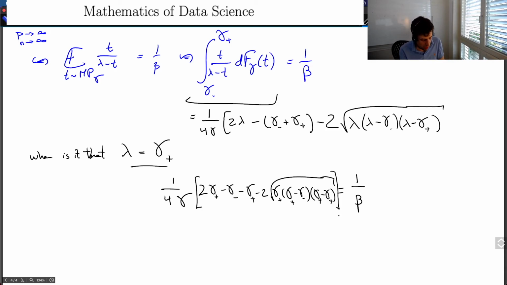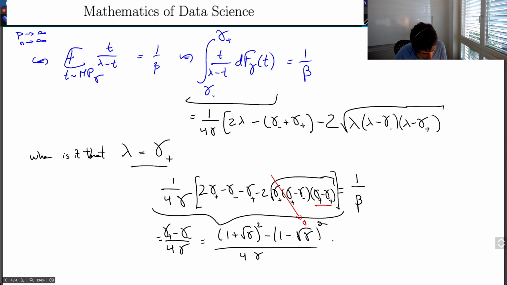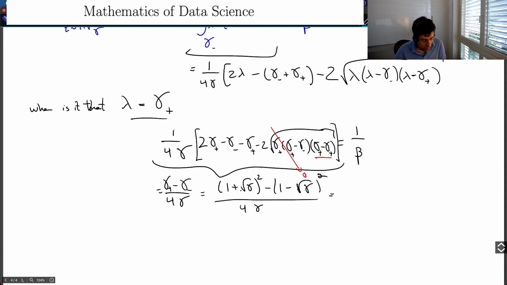So let's compute this. This term goes away because this is 0. So we get 1 over 4 gamma, and now I get a gamma plus minus gamma minus, because this cancels with one of them. But what is this equal to? We saw what gamma plus and gamma minus are. So this is (1 plus root gamma) squared minus (1 minus root gamma) squared over 4 gamma. The square terms all cancel out, so all that survives is 2 square root gamma and then 2 square root gamma from here, so 4 square root gamma over 4 gamma, so we get 1 over square root gamma.